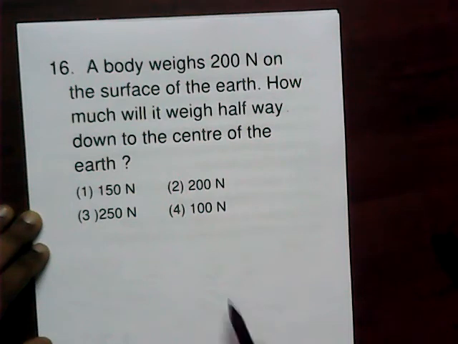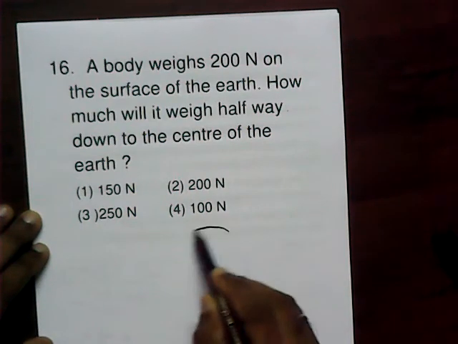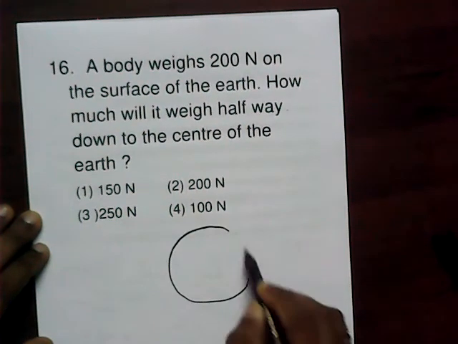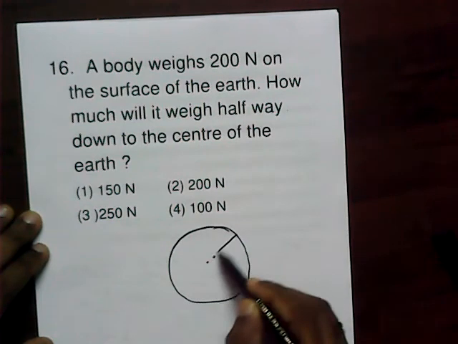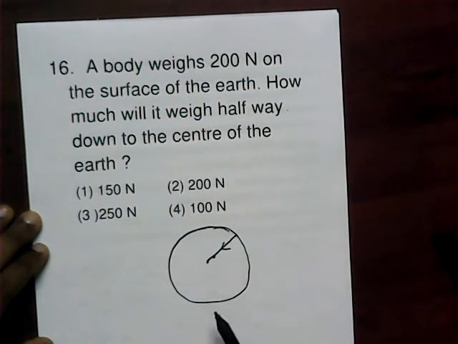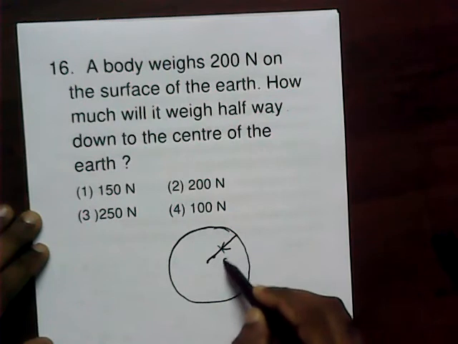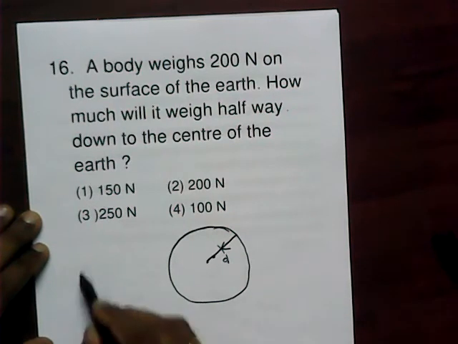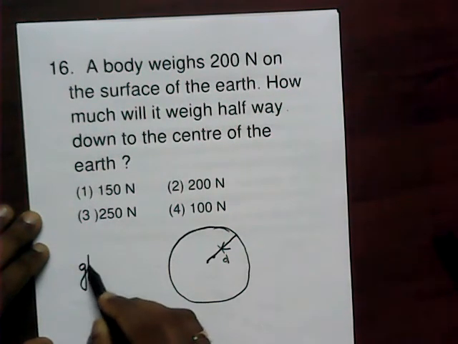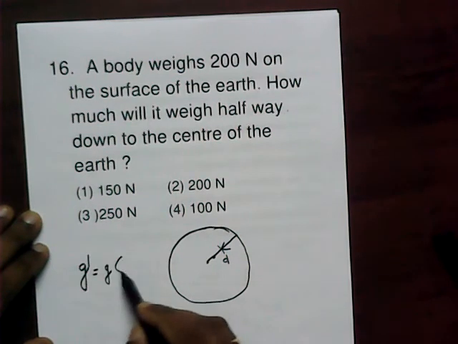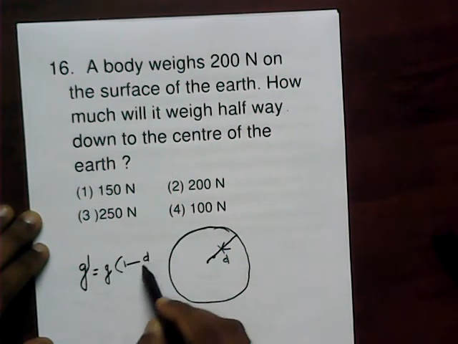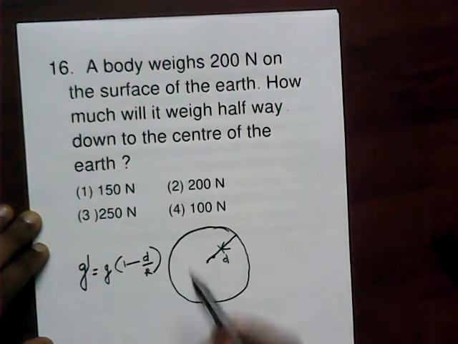So, we must know how gravity varies when we move from the surface to the center. At a depth d, we can say that g dash takes the value equal to g at the surface into 1 minus d by R.